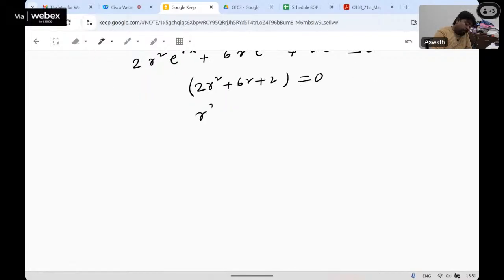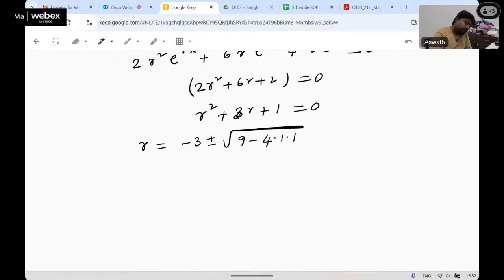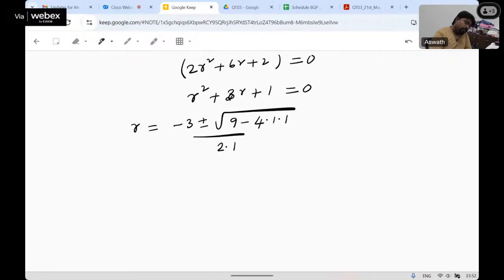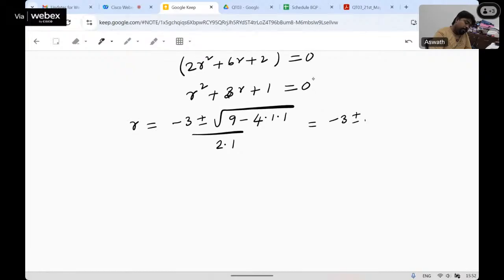Even if you take a common factor of 2, what you get is this, so I can't separate this into two factors. The only way is to find the solution. Minus b is minus 3 plus or minus the square root of b squared, which is 9, minus 4, with a equal to 1 and c equal to 1, divided by 2 times 1. So that is minus 3 plus or minus the square root of 9 minus 4, divided by 2, which is minus 3 plus or minus the square root of 5, by 2.